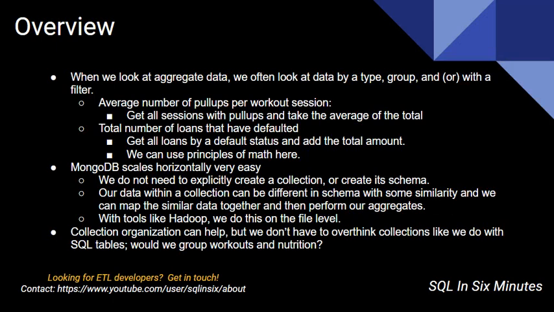When we look at aggregate data, we are often looking at data by a type, a group, and or with a filter. Case in point, the average number of pull-ups per workout session, where that applies. We would get all the sessions with pull-ups and then take the average of the total. What about the total number of loans that have defaulted? We would get all the loans by a default status and add the total amount.